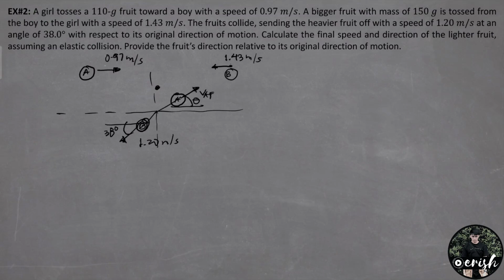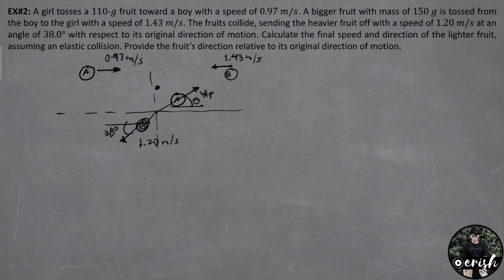So in this figure, we choose the positive x direction to be the initial direction of motion of the fruit A. Before the elastic collision, initially, yung fruit A ay nagmo-move in the positive x direction. Ito siya. With a speed of 0.97 meters per second. And yung fruit B naman ay nagmo-move to the left in the negative x direction with a speed of 1.43 meters per second. Since yung fruit A and fruit B, initially, before the collision, ay parehong nasa x direction, wala tayong momentum in the y direction.